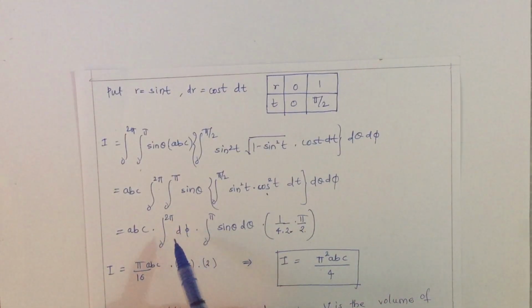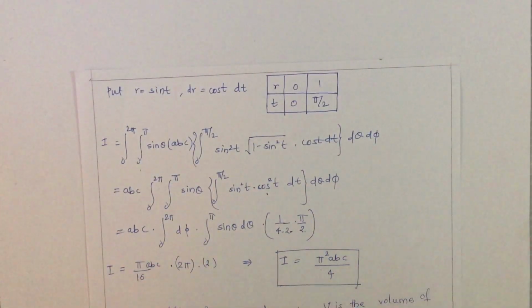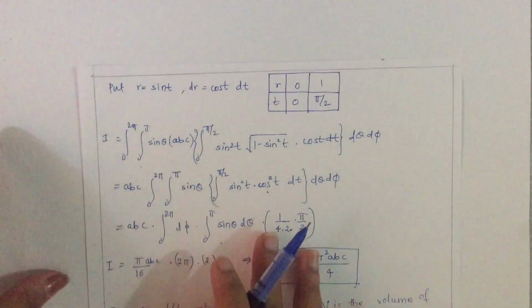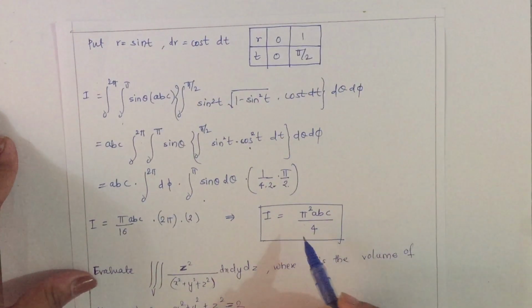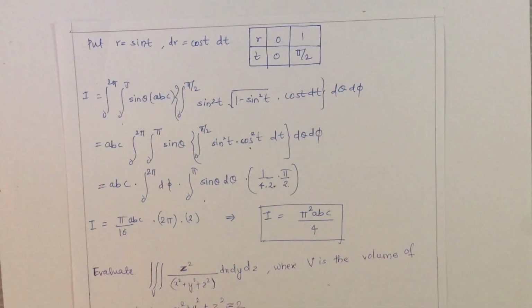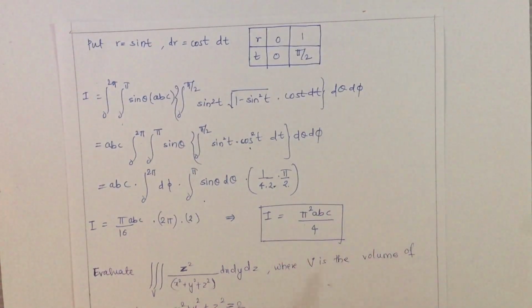And if you observe now, phi and theta, you can evaluate them separately or one by one, that is up to you. Evaluating both these integrals, we finally get the value of the integral, or the value of the function throughout the given volume, as pi square abc upon 4.